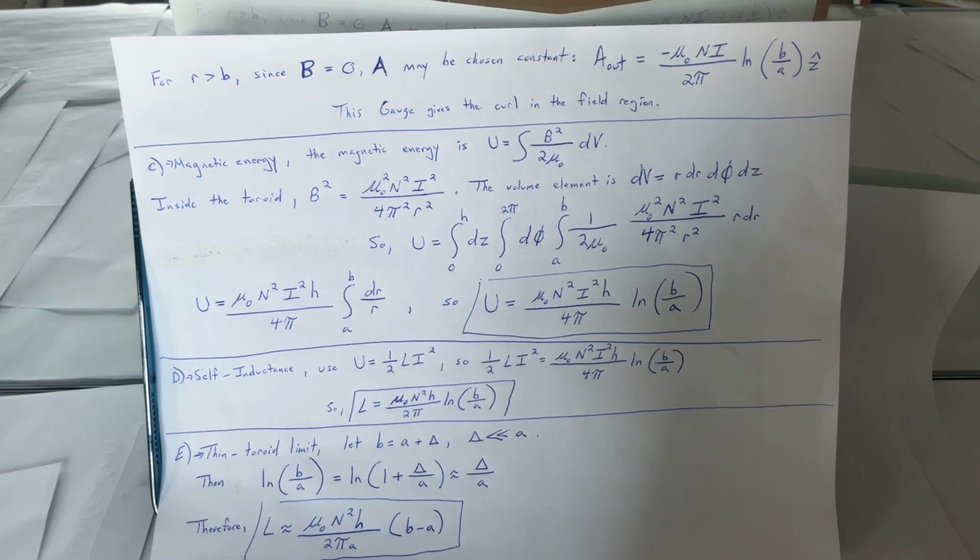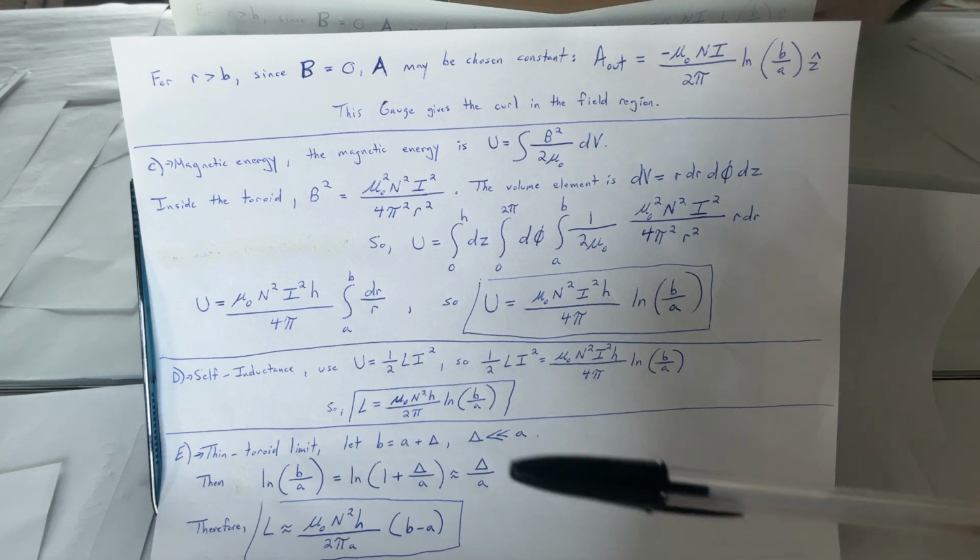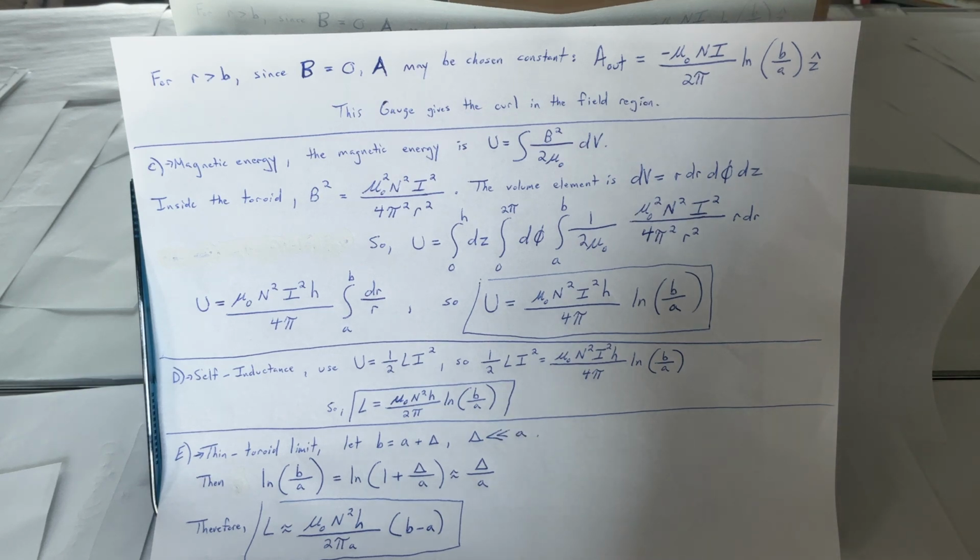And for Part E, the thin toroid limit, what we're going to do here is we're going to let b equal a plus delta, where delta is much less than a. So ln b over a, that's going to equal ln of 1 plus delta over a, and that's going to approximate delta over a. And therefore we could say L is approximately mu naught N squared H over 2 pi a times the quantity b minus a.